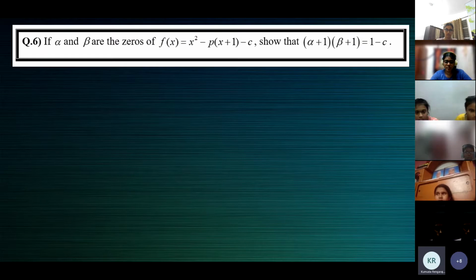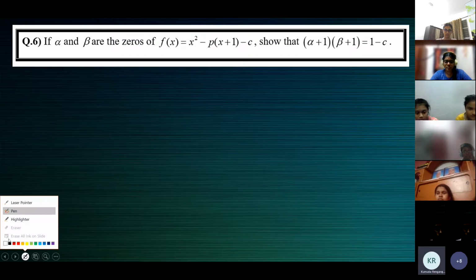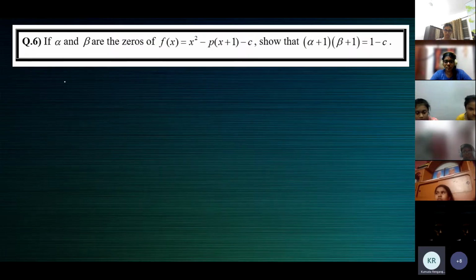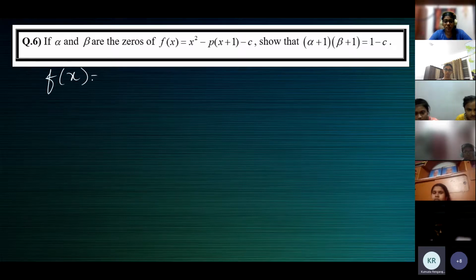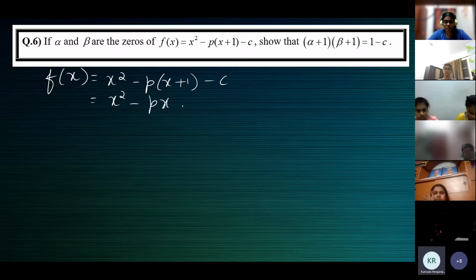I think Rajeshwari first said that it's not in the standard form. So let's hear from her. Yes, Rajeshwari, how do you put it in the standard form? Ma'am, instead of minus p of x plus 1, we can write minus px minus p. Very good, that's right. f of x is equal to x square minus p of x plus 1 minus c. So we need to open up the bracket.